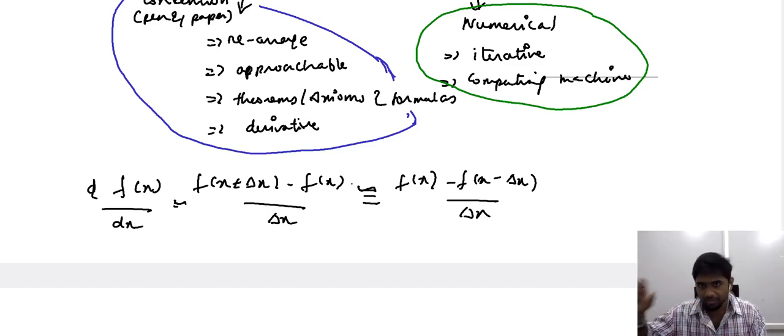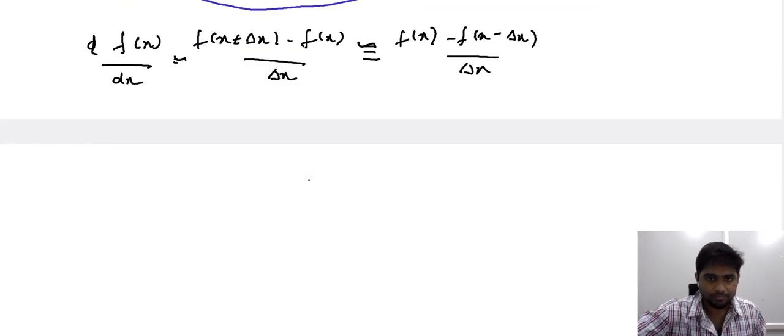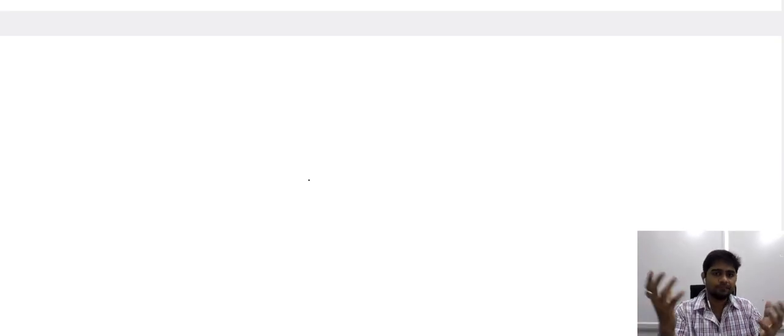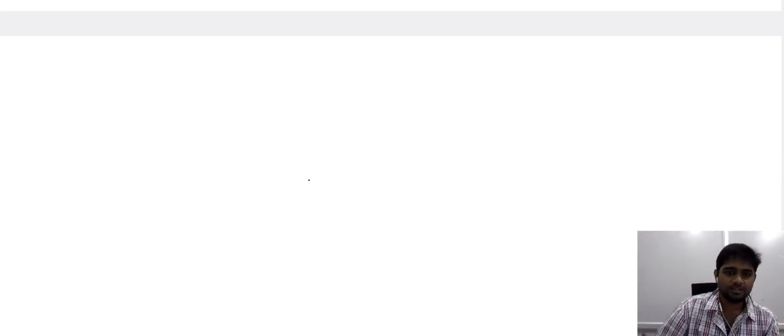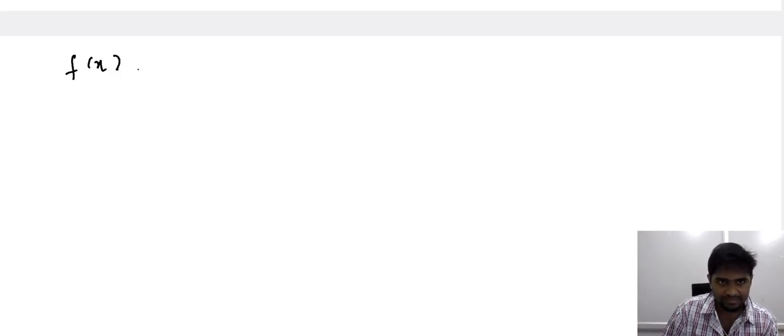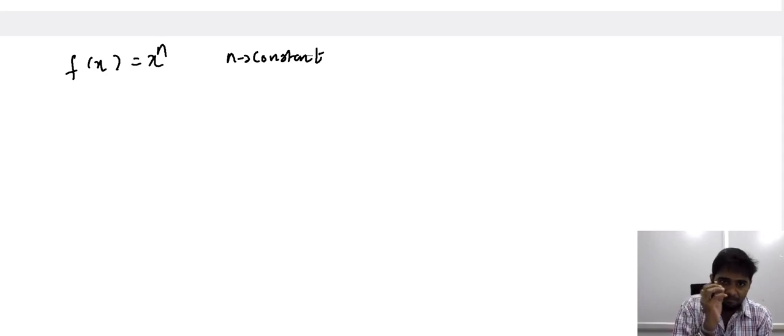Of course we will come back to the numerical treatment. For now, let us see if this approximation has any significance in the conventional treatment of the derivative. In order to do so, let us consider a function that we are familiar with. Let us consider a univariate function, that is f of x is equal to x power n, where n is a constant and x is the single variable that governs the function.